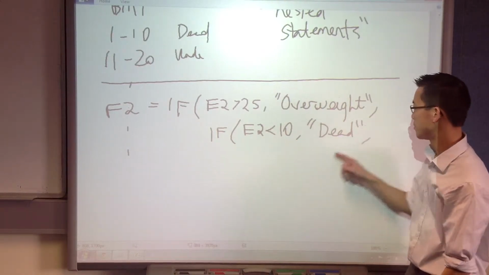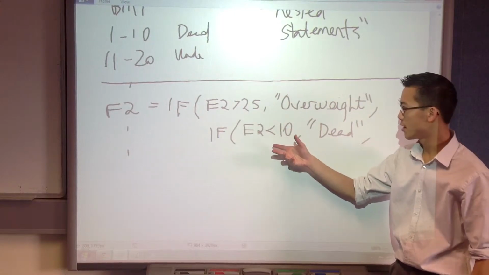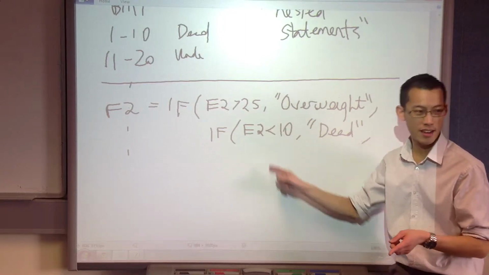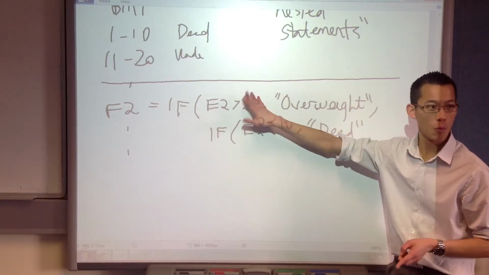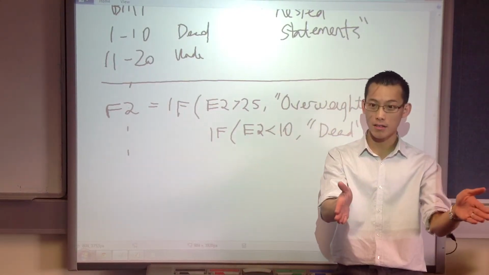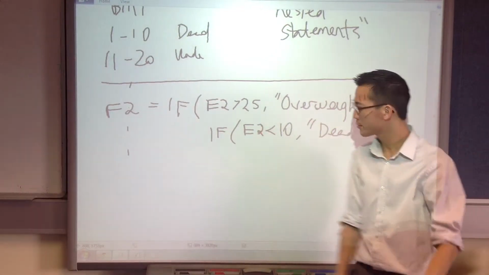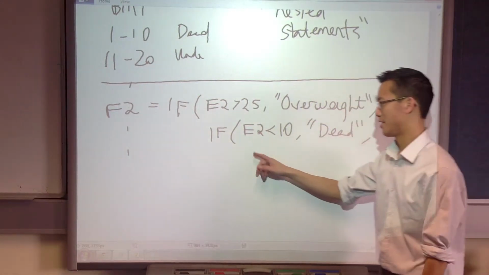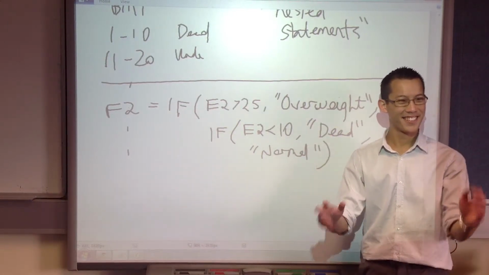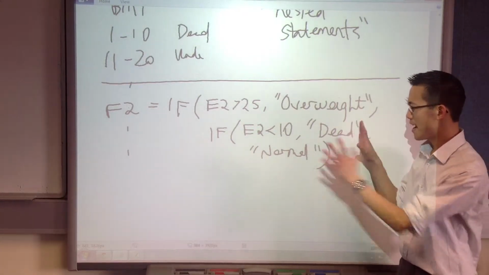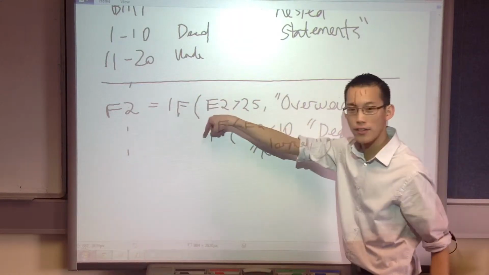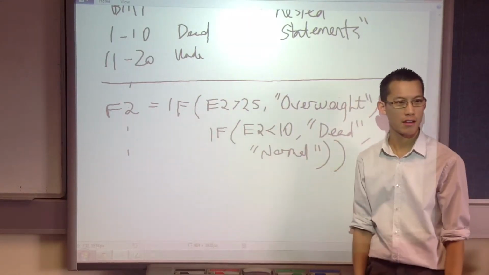If it's not true, if it's not less than 10, I already know that it's got to be less than 25, right? So it's greater than 10, less than 25, because this one wasn't met, and neither was this. So now I've got this range, 10 to 25. Does that make sense? That's how I got a third option. So I'll say normal, because you're either overweight, normal, or dead. That's the way things are. Now that I've finished this if statement, I have to finish the big if statement, which started over here. So I end it with another parenthesis.